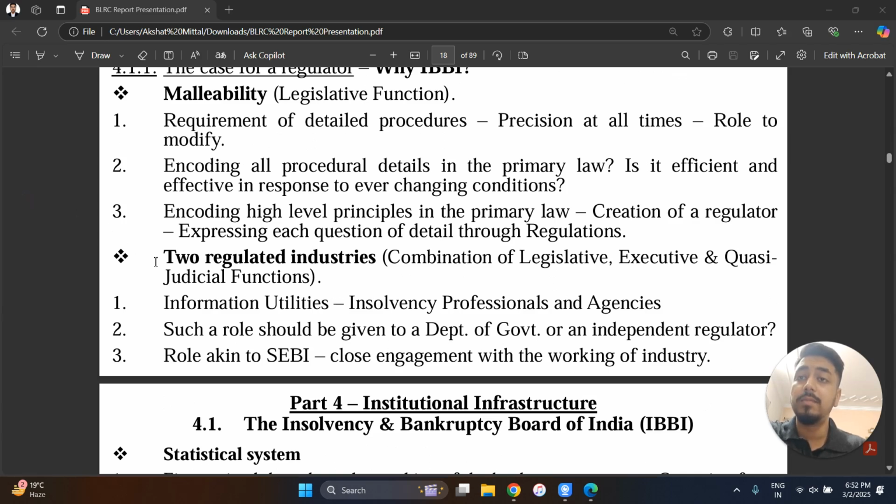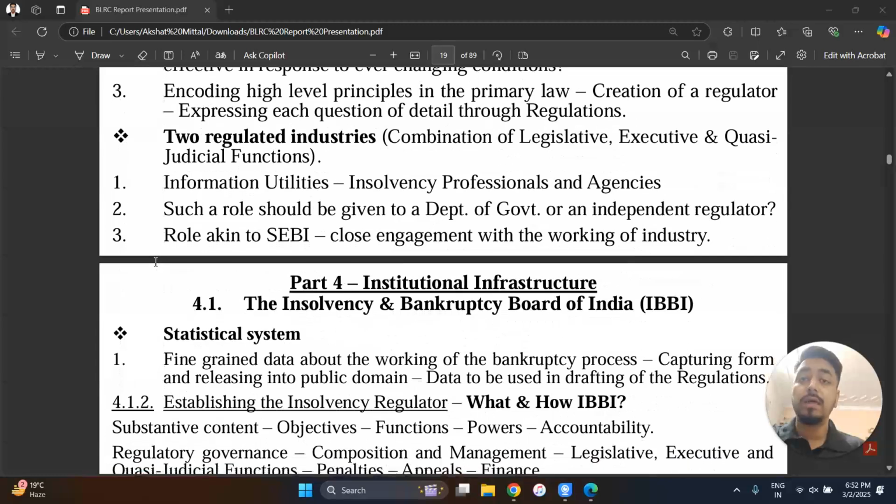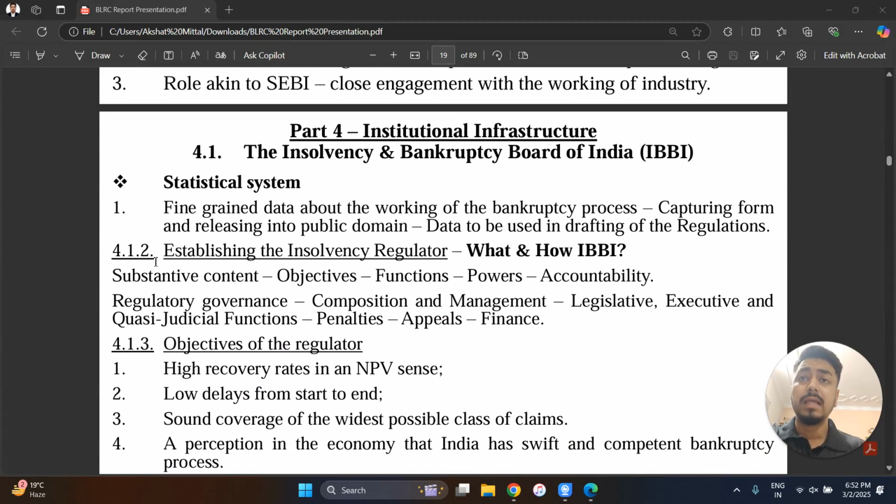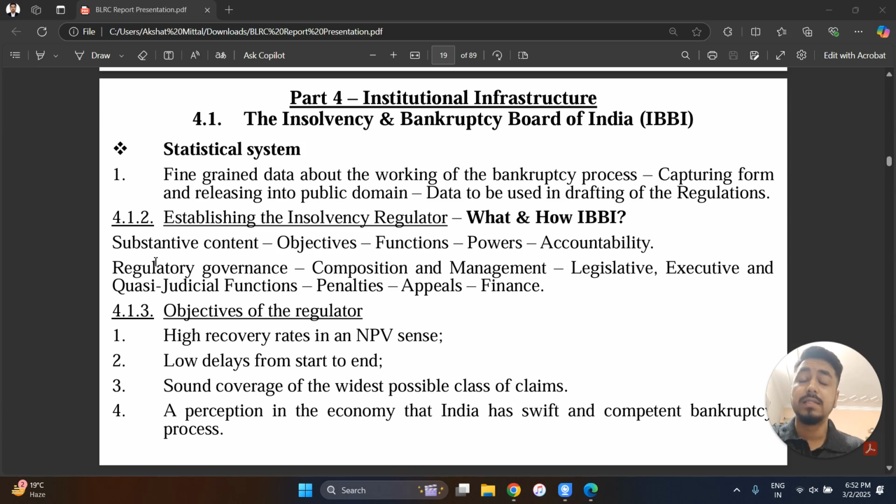Along with this regulator, along with the IBBI, this committee has also proposed to create two regulated industries, one of information utilities and the other of insolvency professionals and agencies. Now, moving forward, on what this committee seeks to have for the IBBI, one of the things this committee proposed is that there should be a statistical system maintained by the IBBI, that is, the data regarding the insolvency and bankruptcy process of an organization should be maintained by the IBBI on a day-to-day basis, and this data should be readily available to the public so that there will be transparency and a systematic flow of information.